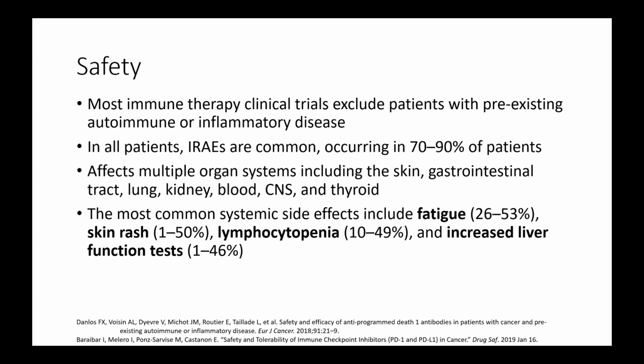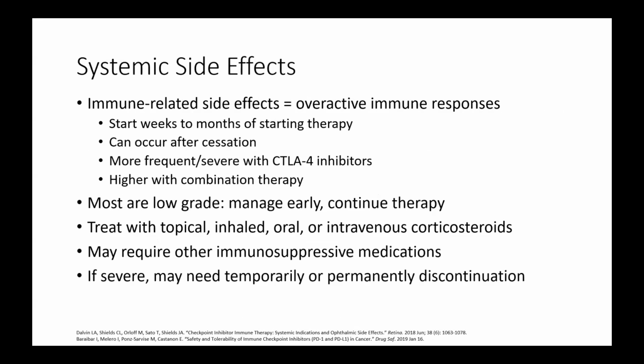But unfortunately, it seems like almost everyone who takes these medications has some kind of immune-related adverse event, the most common of which includes lymphocytopenia and increased LFTs, liver function tests. Systemic side effects are a side effect of the overactive immune response driven by the cytotoxic T cells, and it starts weeks to months after starting therapy and can even occur after stopping the medication. They're more frequent and severe with CTLA4 inhibitors because of the more upstream action in the lymph node, and higher with combination therapy when you pair a CTLA4 inhibitor with a PD-1 or a PD-L1 inhibitor.